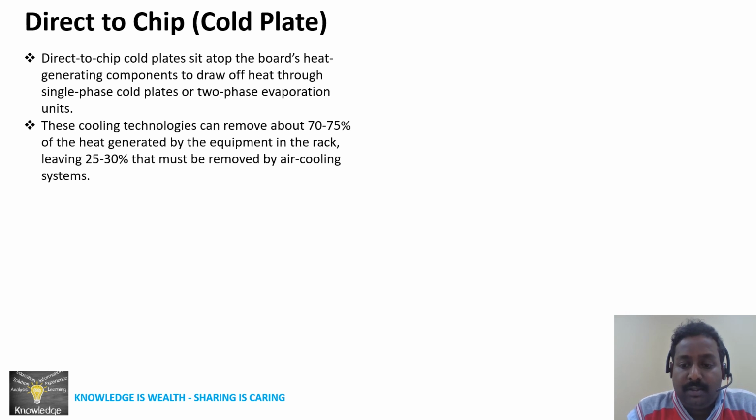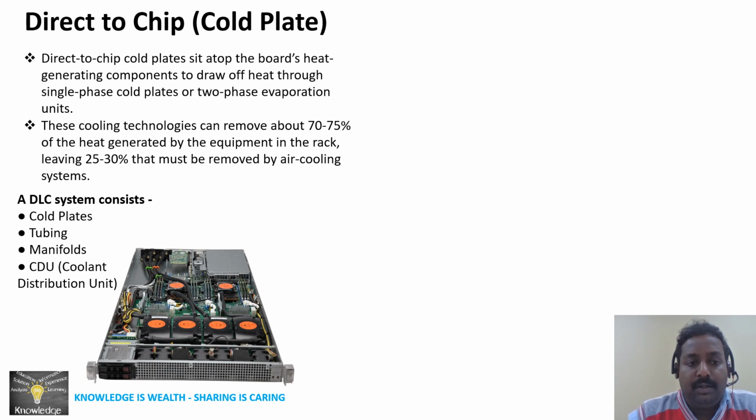If you go for direct chip cold plate implementation in a data center or lab, it will extract 70 to 75% of the heat rejected by the server itself. So definitely there will be energy optimization and energy saving, and operating cost will be reduced. But the remaining 25 to 30% of heat rejected by the server has to be taken care of by our usual HVAC setup, like PAC or direct expansion AC units.